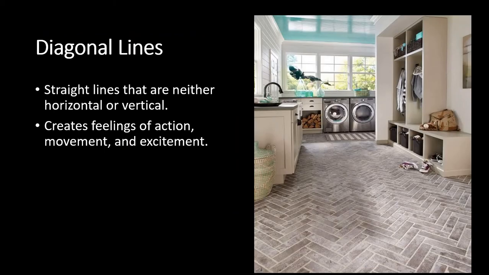Okay, then we have diagonal lines. This is my second favorite kind of line. These are straight lines, but they are neither horizontal or vertical. They sit at a slanted angle, and they create feelings of action, movement, and excitement.